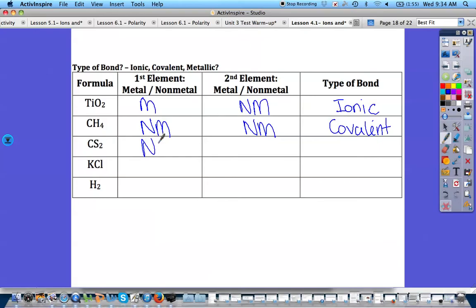Still, carbon is a non-metal. Sulfur is also a non-metal, so it still forms a covalent bond. I want you to try these last 2 on your own. Go ahead and pause the video and then come back and check them.